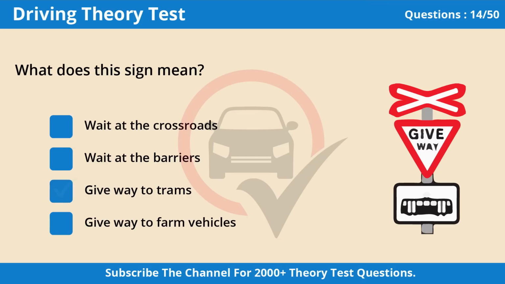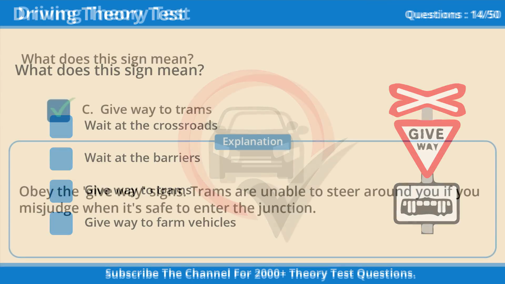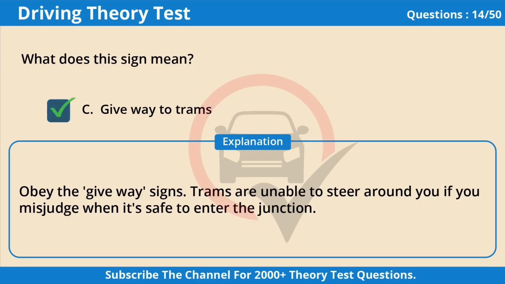C. Give way to trams. Obey the give way signs. Trams are unable to steer around you if you misjudge when it's safe to enter the junction.